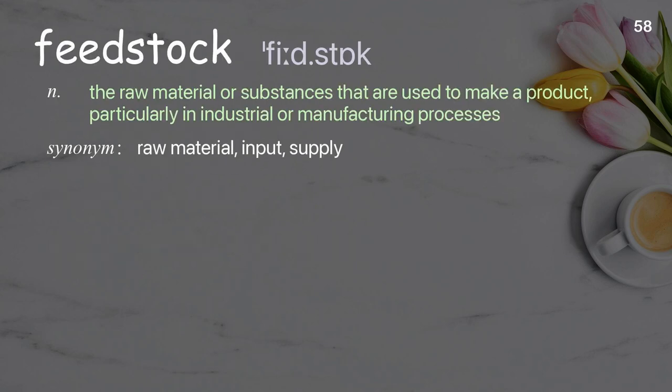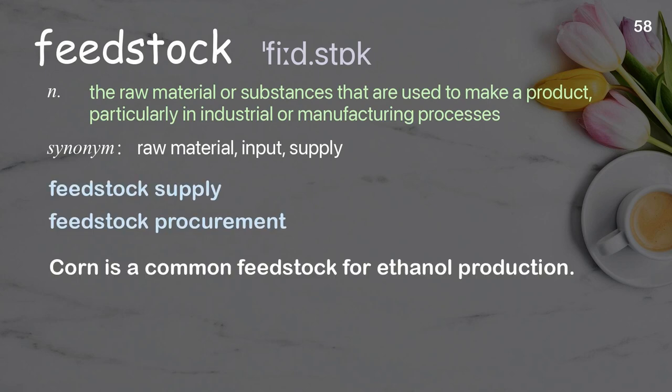Feedstock. The raw material or substances that are used to make a product, particularly in industrial or manufacturing processes. Examples. Feedstock supply. Feedstock procurement. Corn is a common feedstock for ethanol production.